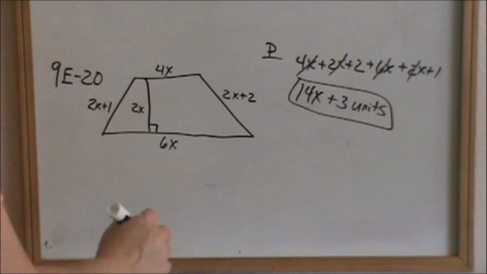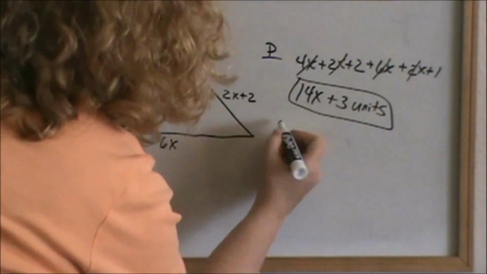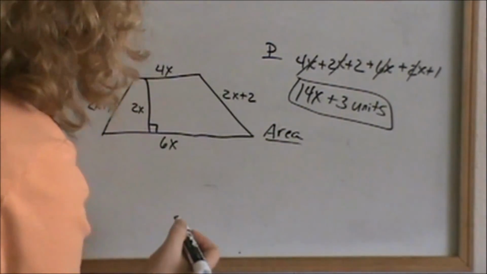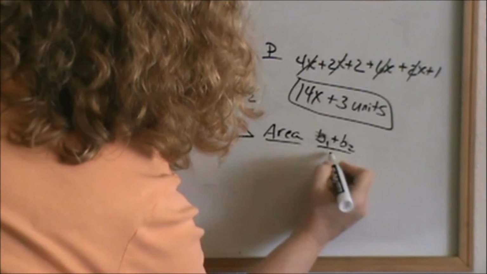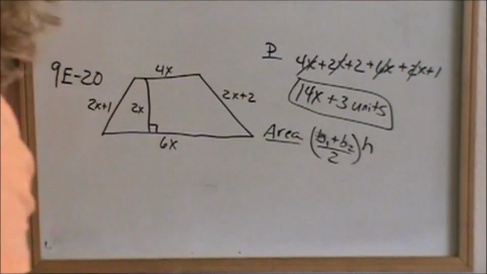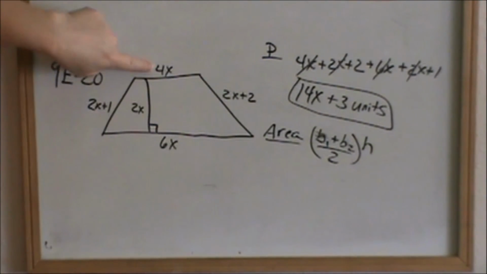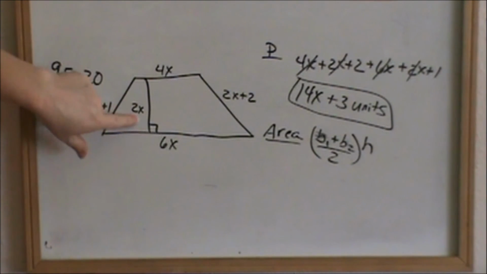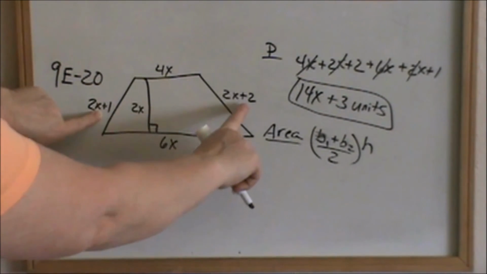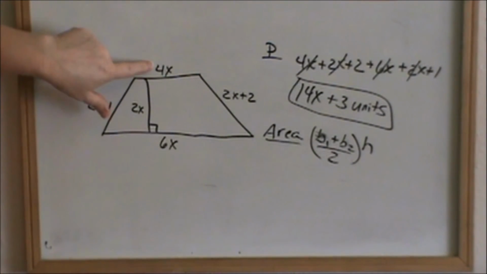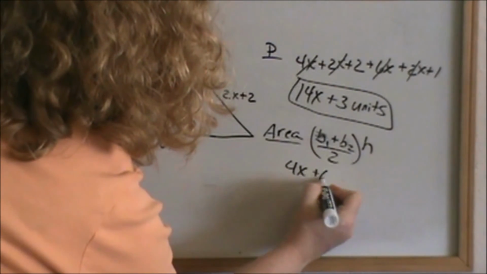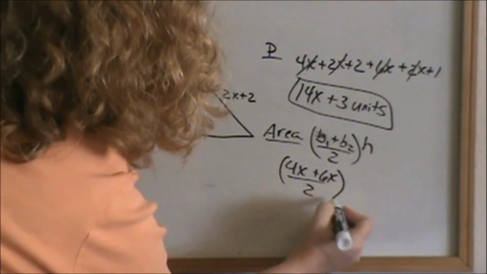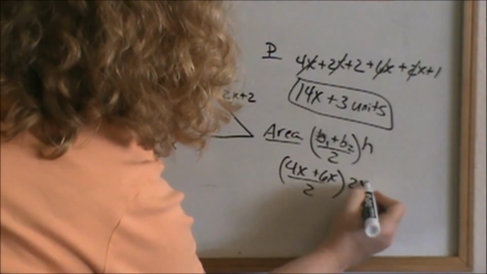Okay, now let's do the area. The formula for area of a trapezoid is base 1 plus base 2 divided by 2. We're taking the average of the bases times the height. The main thing to know is which information you're going to use. Here's my base 1. Here's my base 2. This is my height. I need my height to be perpendicular to my base. So to find the area, I will not need this information nor this information. So to find the average of my bases, base 1, 4x, plus base 2, 6x, divide that by 2, and multiply that by my height, which is 2x.